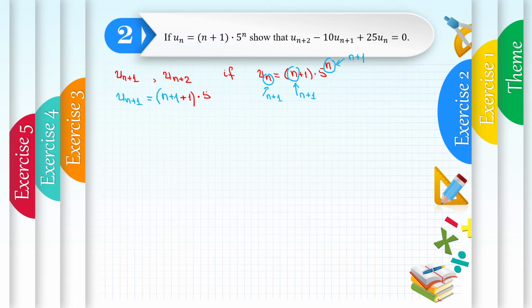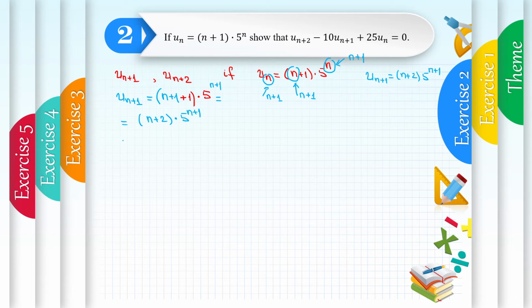multiplied with 5 to the power n plus 1, which in fact gives us that un plus 1 has the formula n plus 2 multiplied to 5 to the power n plus 1. So I'll write here that un plus 1 is n plus 2 multiplied to 5 to the power n plus 1.